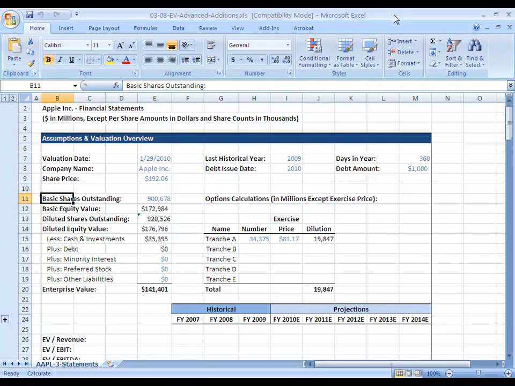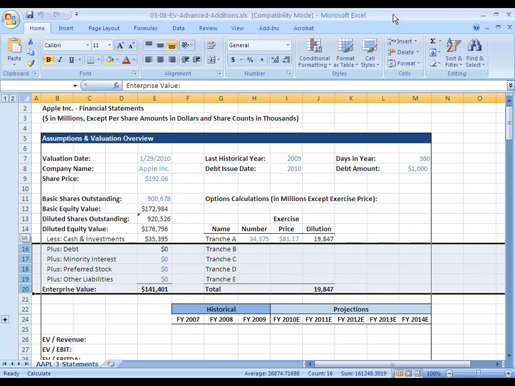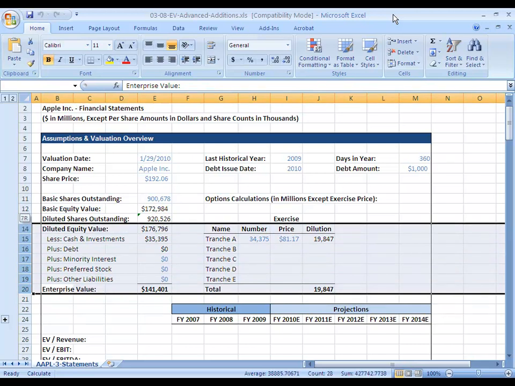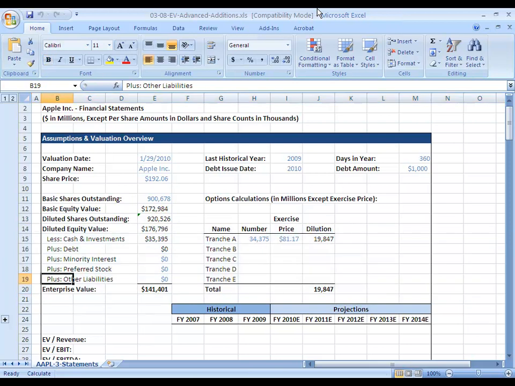In this lesson, you're going to learn about some of the advanced additions to our enterprise value calculation right here that I touched on briefly in the previous video, but did not have a chance to go into detail on. Now, to start with, I want to mention that with all of these additions that we're going to look at, your chances of getting interview questions on these topics is relatively low.